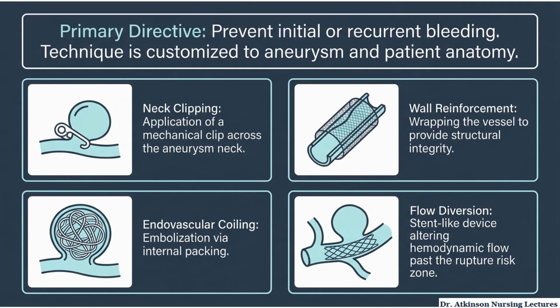And in some situations, vessel wrapping or reinforcement techniques may be used to help stabilize fragile vessel walls. The important thing clinically is understanding that treatment selection depends on the aneurysm's size, location, shape, and the patient's anatomy and stability. From the nursing side, after these procedures, close neuromonitoring is everything. You're watching for vasospasm, rebleeding, worsening LOC, sudden headache changes, or signs of increased ICP. These patients can change very quickly, even after the aneurysm has been secured.